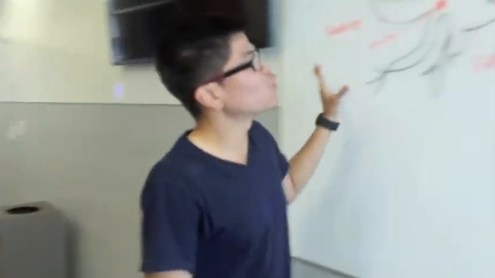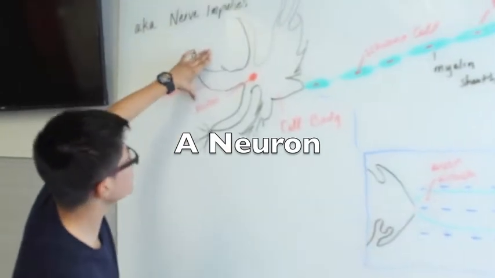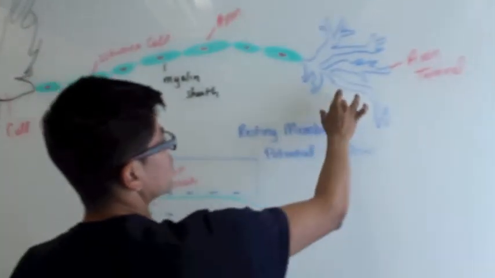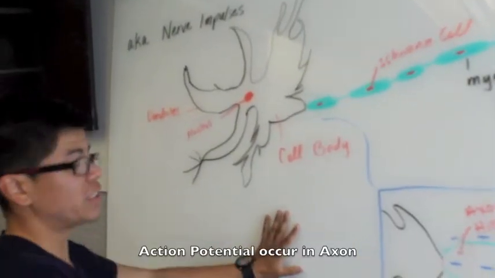See, this is a typical drawing of a neuron. You have the dendrites where the signal comes in. You have the axon where the signal travels through, and you have the axon terminal where the signal leaves. See, the axon is where the action potentials happen.